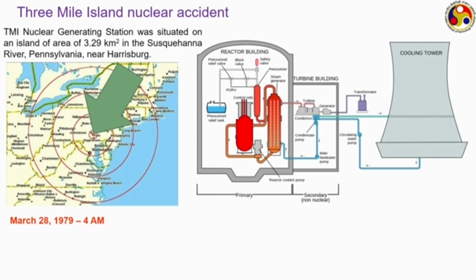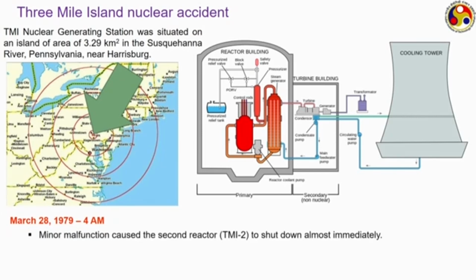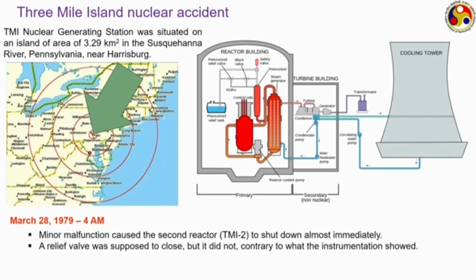The incident happened on the second unit of this plant on March 28, 1979, early morning. Some minor malfunction caused the second reactor to shut down almost immediately, and a relief valve which was supposed to close did not, contrary to what the instrument panel showed. Some studies also showed that one light on the instrumentation panel indicated that the relief valve was still open, but the operator misunderstood that symbol and assumed everything was normal, the valve working perfectly.